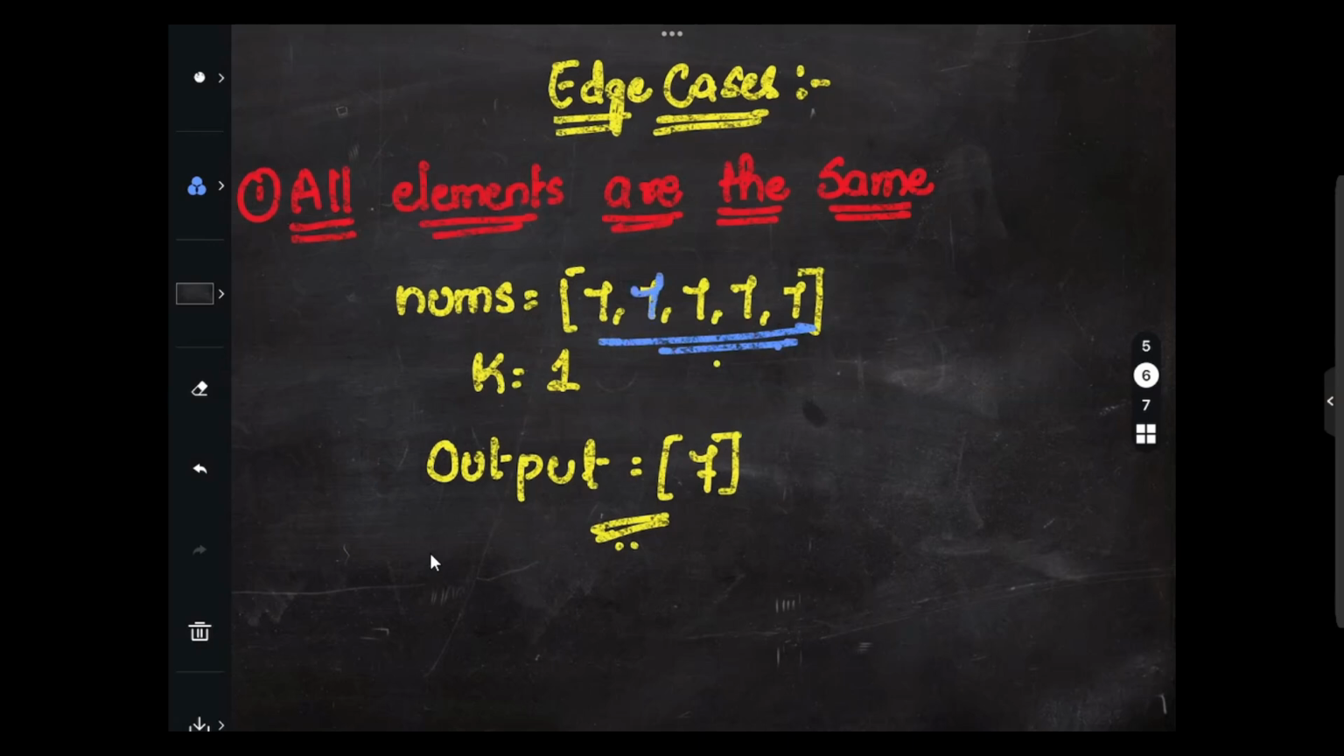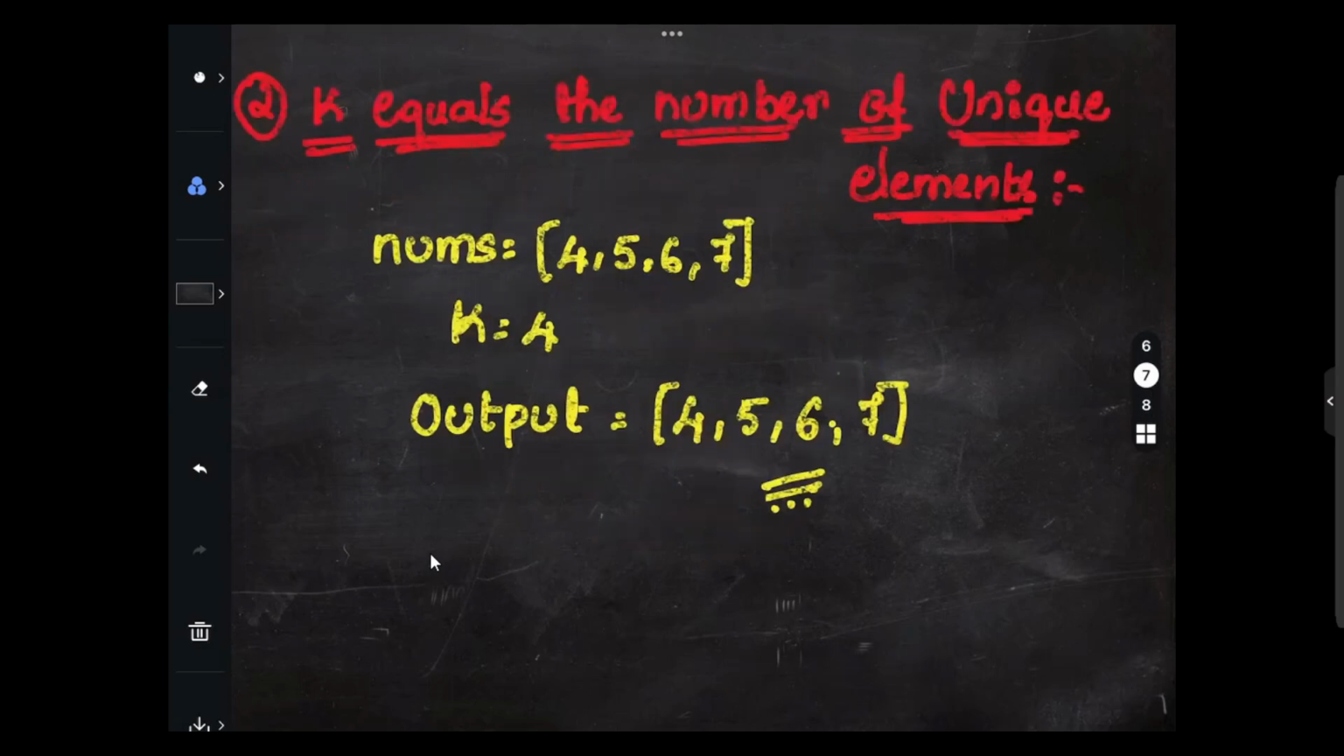We have 7 that is repeated 5 times, and k equals 1. They have given k equals 1. So the most repeated element is 7, 5 times. Here in this case, the first most frequent element will be 7, right? Only one unique number exists here, so it is the most frequent, quite obviously. Let's move on with the second edge case here.